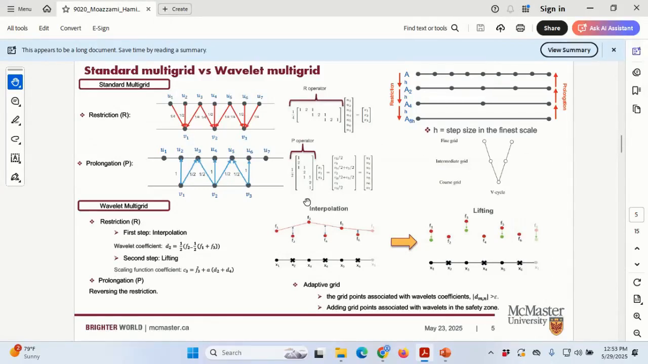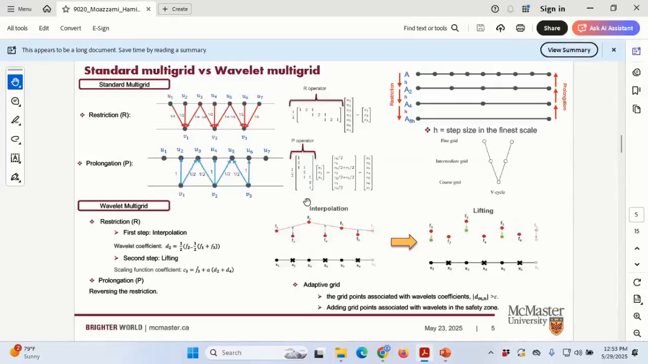But what we did is to change the restriction and prolongation operators of the standard multigrid to wavelet multigrid, as you see in the bottom, in order to make it adaptive. So it works in a way that when we coarsen the grid, at the grid points that we remove, at those positions, we compute wavelet coefficients, and then the wavelet coefficients which are above a threshold, the grid points associated to them are the adaptive grid.